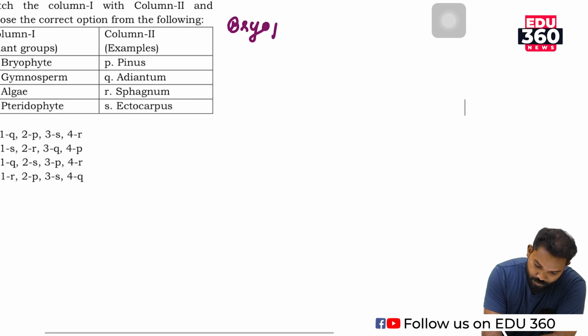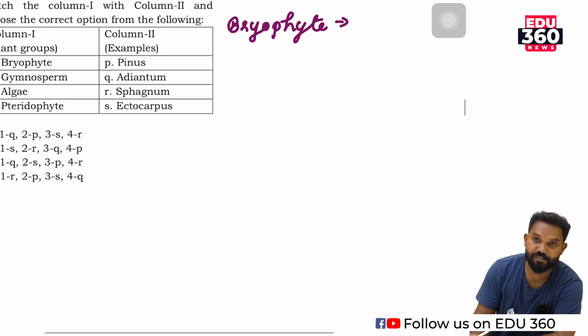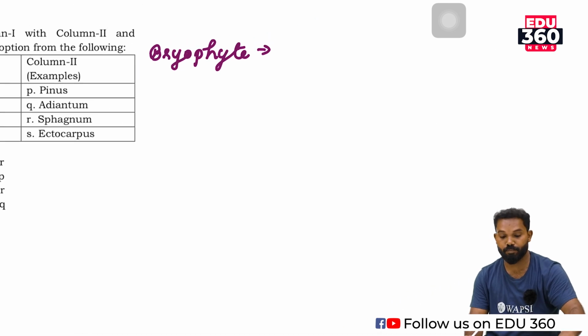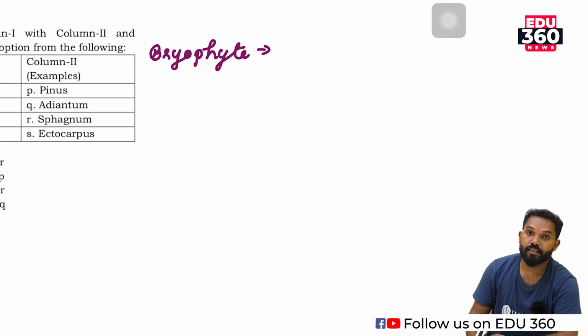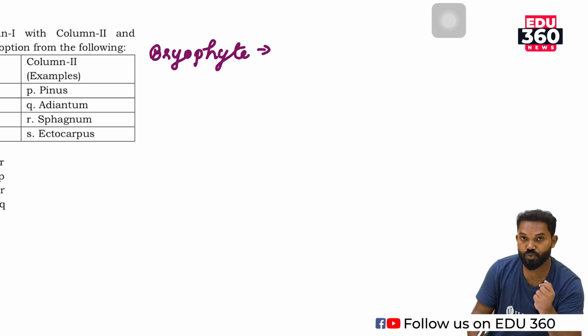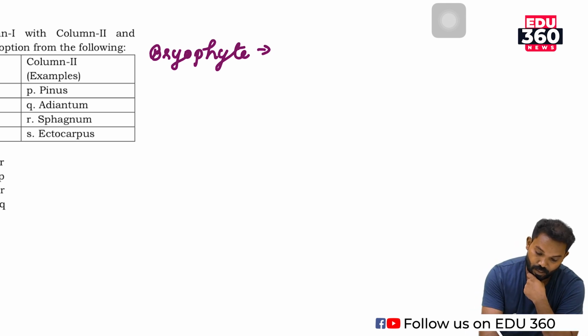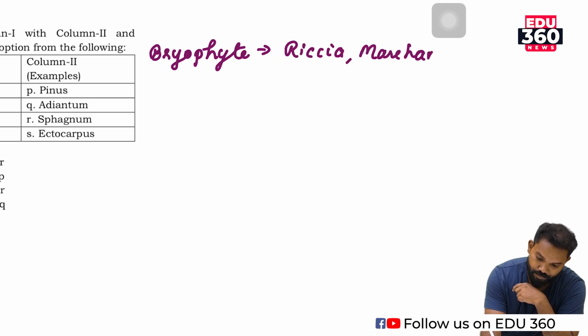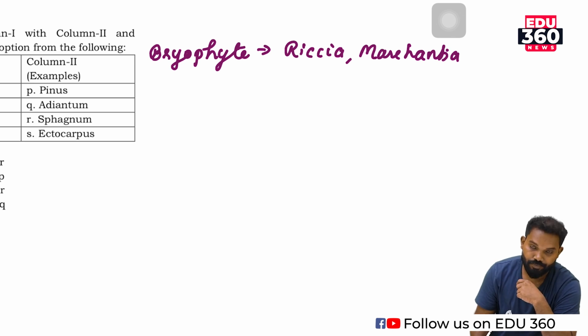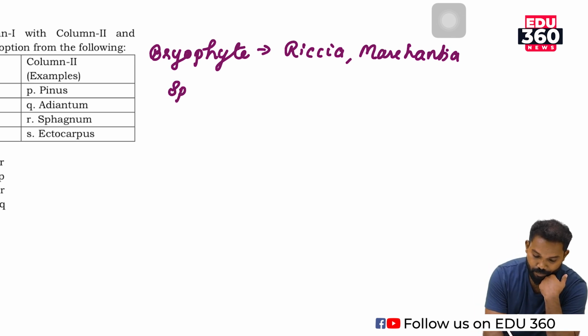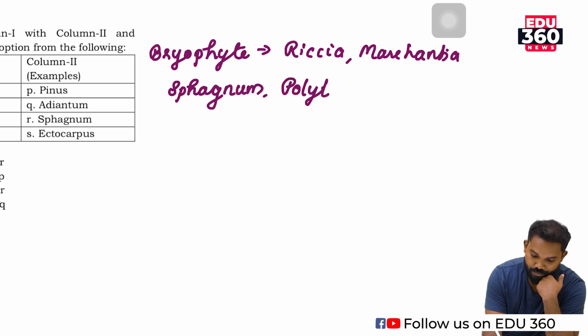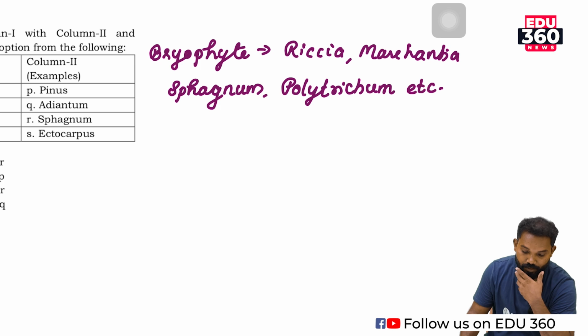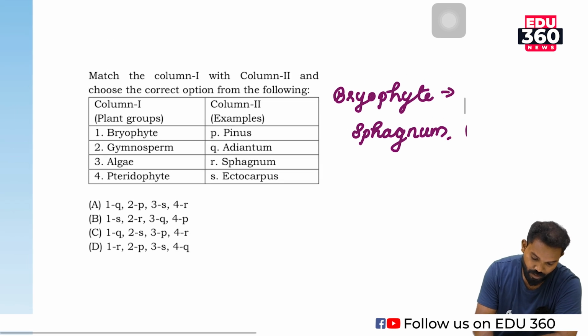Bryophyte. Do you remember any examples of plants coming under the bryophyte? Bryophytes are categorized into 3 groups, but according to NCERT, there are 2 groups, liverworts and mosses. Riccia, Marchantia. Then mosses such as Sphagnum, then Polytrichum. These are bryophytes.